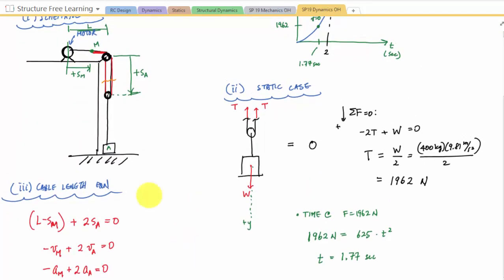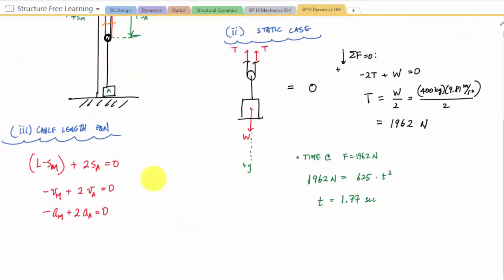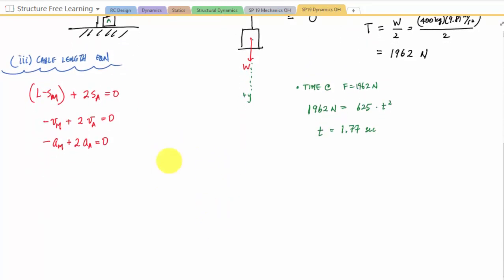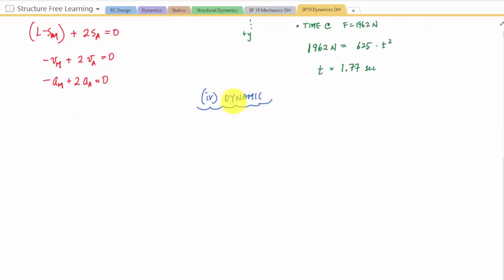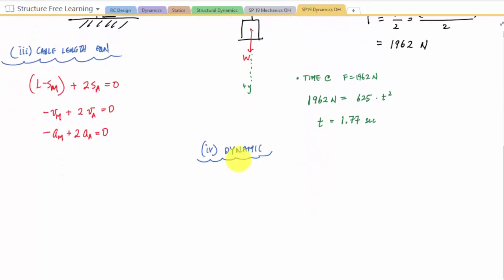All right. So now I want to look at the dynamic case of particle A. So 1, 2, 3. Is this 3? 3, 4. Let's call this 4. The dynamic case. So it's going to start moving. And I think I'm probably going to need this as a function of time, right?